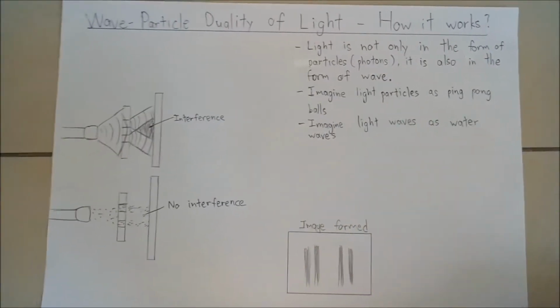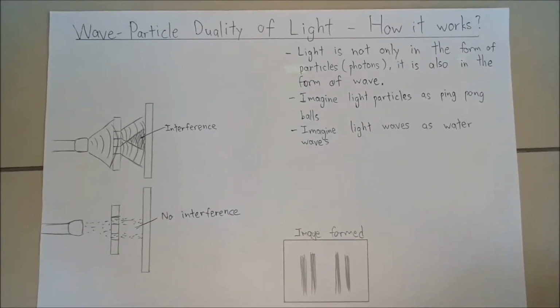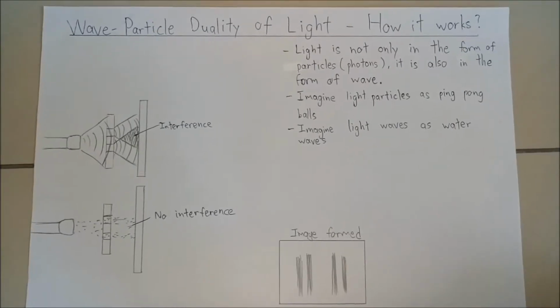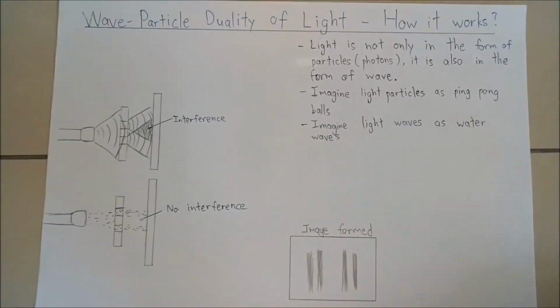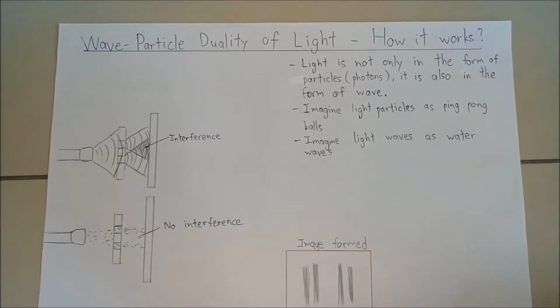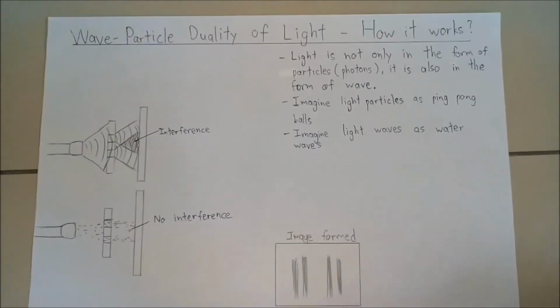Next, let's understand about light deeper. We all know that light is made up of tiny discrete particles called photons. Did you know that light is also in the form of waves? Let's take a look at an experiment to prove this theory.